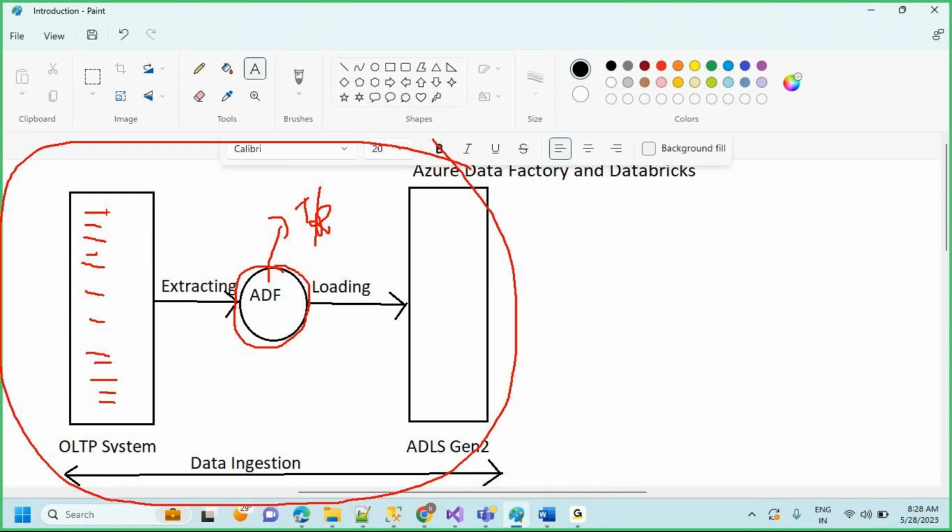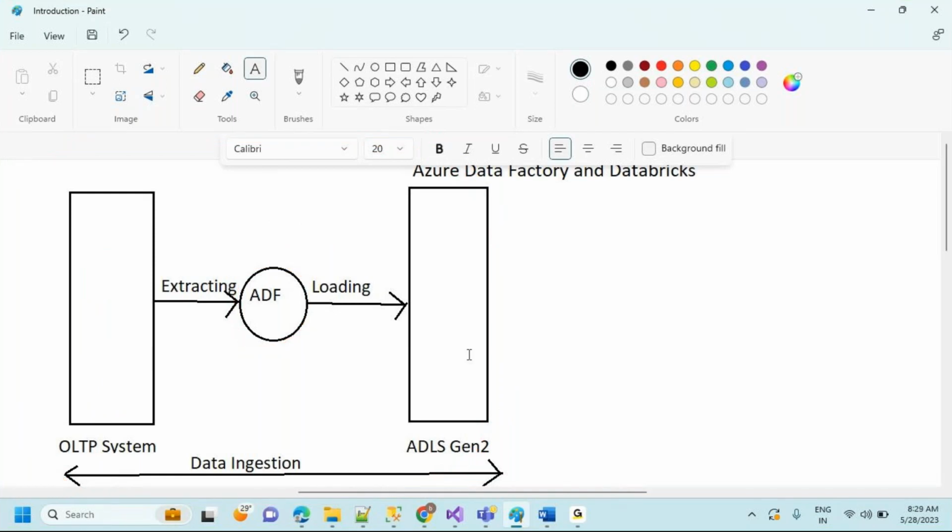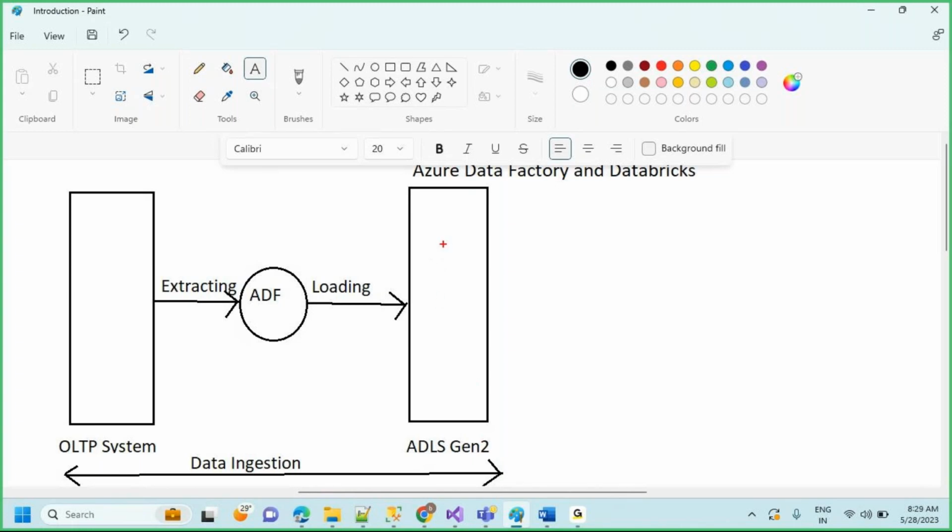Once the data is landed into Azure Data Lake Storage Gen 2, a few benefits are there. The size of the data, we can store an unlimited volume of data here. There is no limit to store the data. And varieties of data also we can store: unstructured data, semi-structured data, and structured data. So unlimited data we can store as part of this.